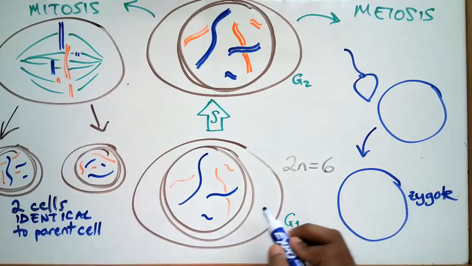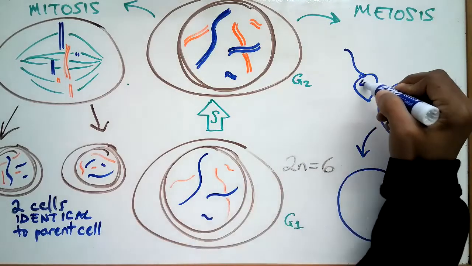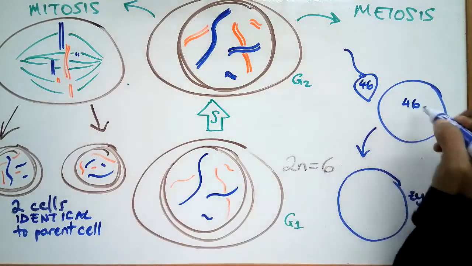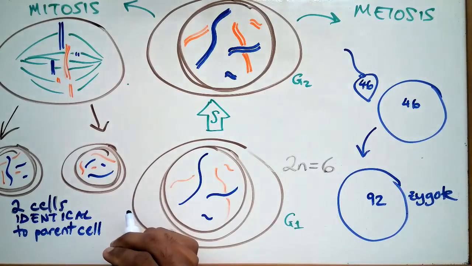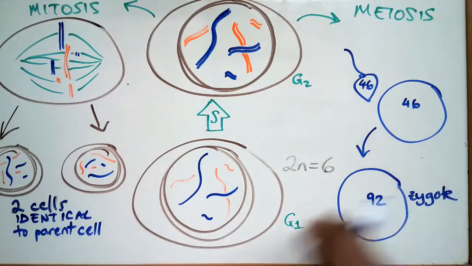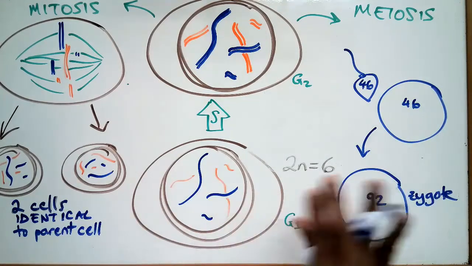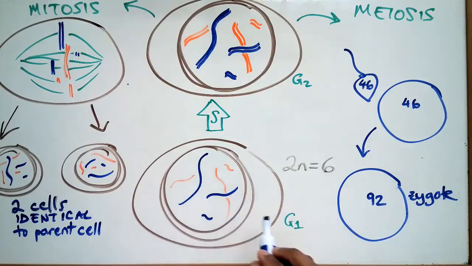Now, you can't just take 2 of these cells and fuse them together, because if you did, that would be 46 chromosomes, 46 chromosomes. You would have ended up with 92 chromosomes. And then if you tried to have kids with somebody else that was like you, your kids would then have 184 chromosomes, et cetera. So now you can't do that. You can't just fuse cells together with all of their chromosomes.